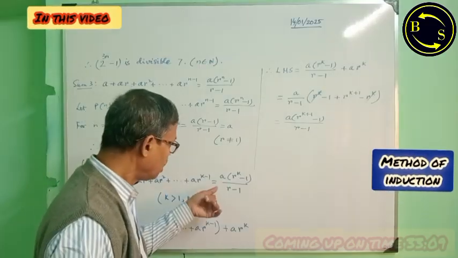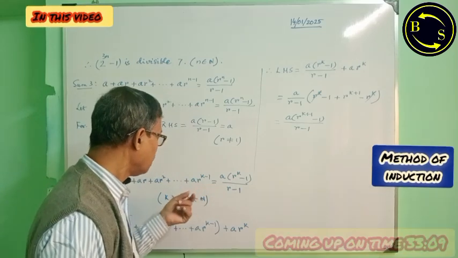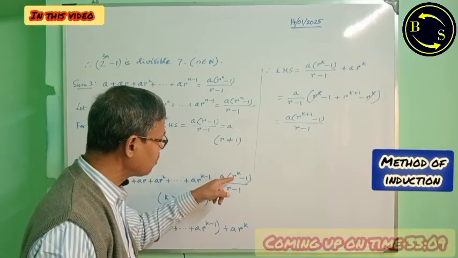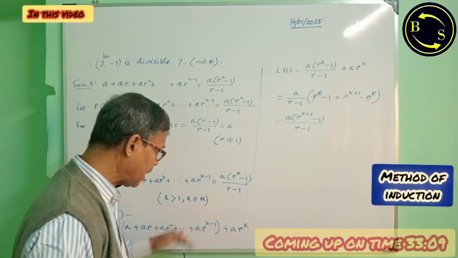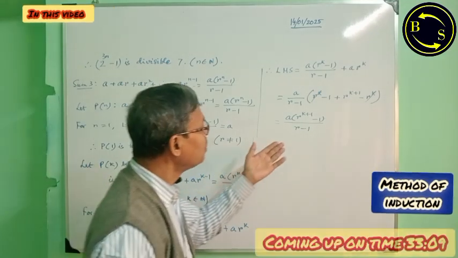You see, sum, when k terms are there, sum is a within brackets r to the power k minus 1 by r minus 1. Now, by actual calculation, we have shown sum will be this one.